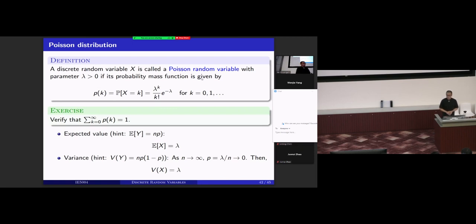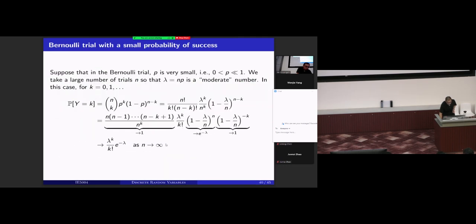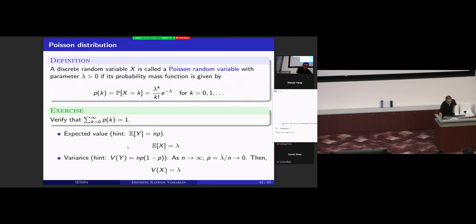It is just defined through its probability mass function. So if a random variable X takes value k, where k could be 0, 1, 2, all the non-negative integers, the probability that it takes k is equal to this expression, which is exactly what we derived just now, right? Such a random variable is called a Poisson random variable. This Poisson random variable has only one parameter, called lambda, right? And again, it's defined through its probability mass function.